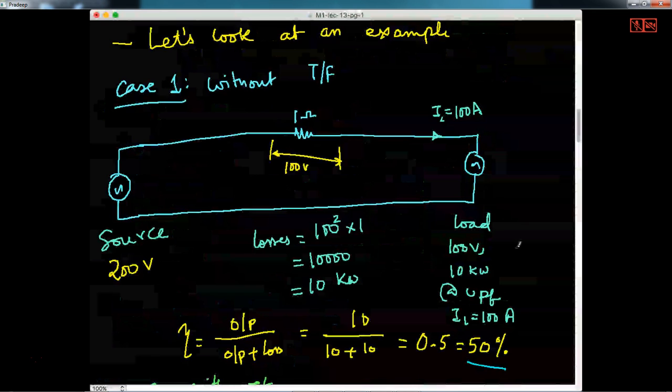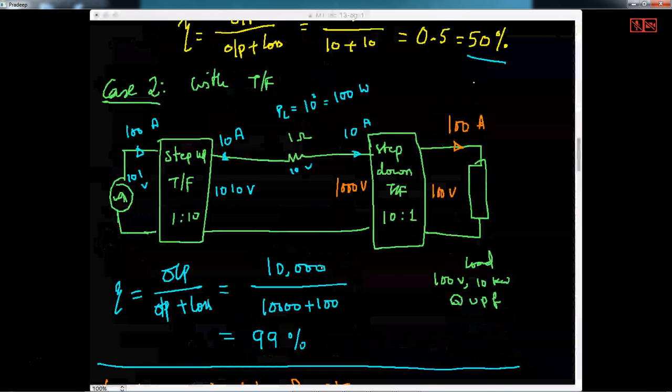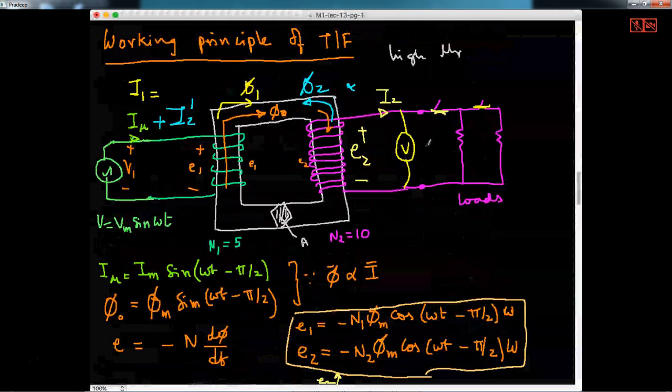Let's continue. Now, what is the working principle of a transformer? How is a transformer able to achieve step up and step down? For that, I have again shown this diagram. Here the number of turns is 5, and here the number of turns is 10.